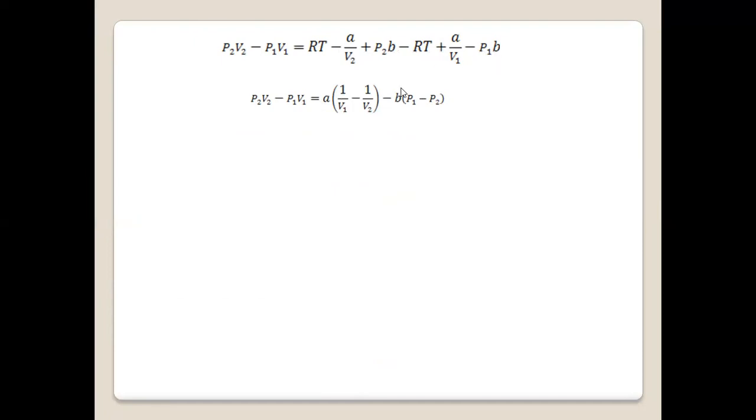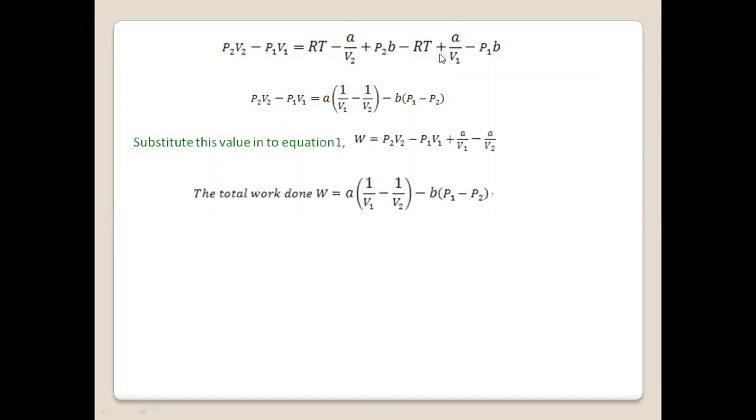When minus B is taken as common, that is P1 minus P2. Why it is taken as minus is, we know P1 is greater than P2, because in compartment 1 the pressure is more than in compartment 2. So minus is taken as common, giving minus B into (P1 minus P2). Now, what is the total work done?